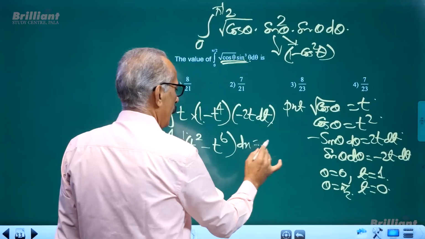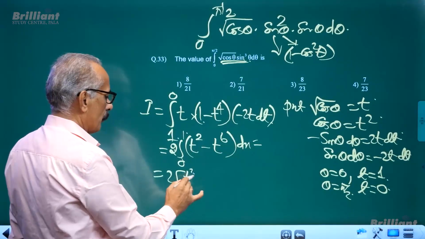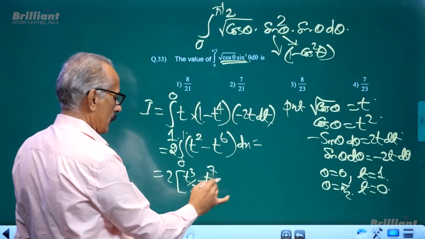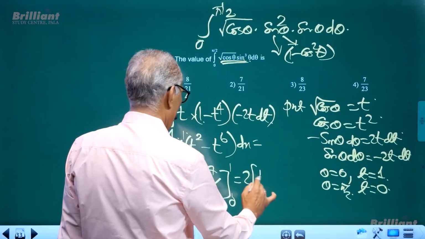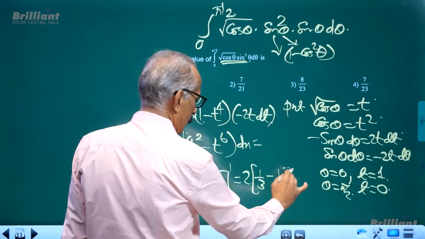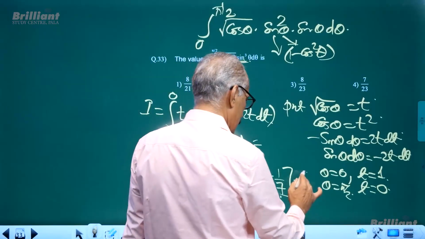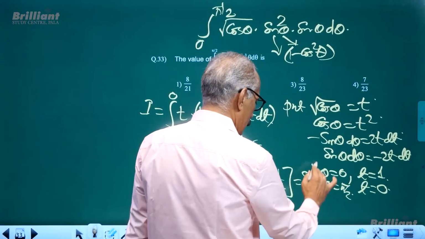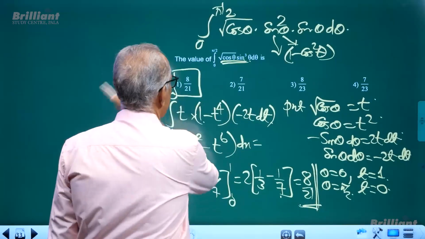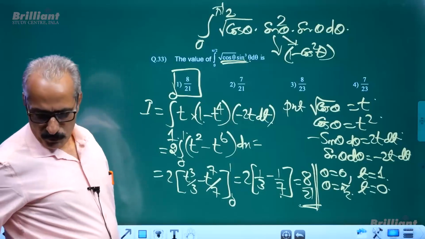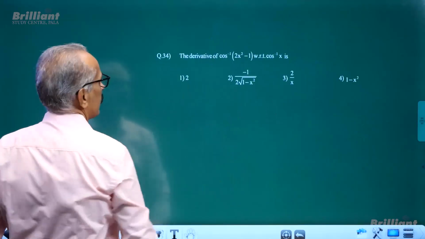Simple integration. That is 2 into t cube by 3 minus t raised to 7 divided by 7 within the limit 0 to 1. That is 2 into 1 by 3 minus 1 by 7. You know how to calculate. This is 7 minus 3, 4, into 2, that is 8 divided by 21 as your answer. 8 divided by 21. That is the first one, your answer. Okay, on to the next.